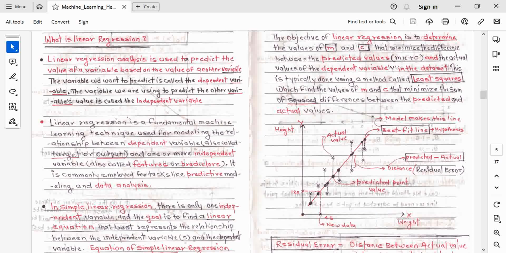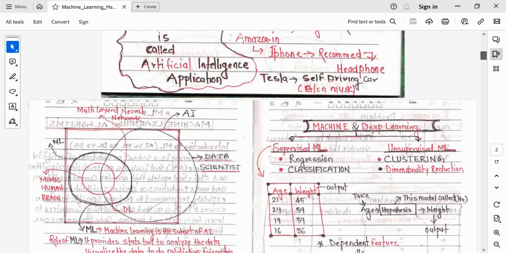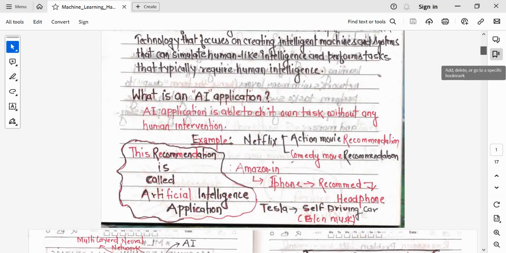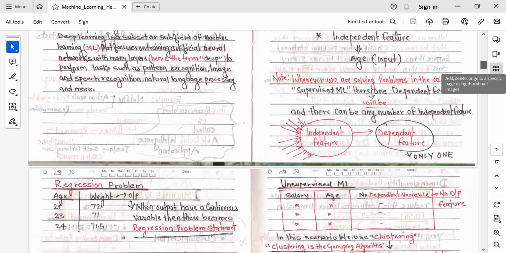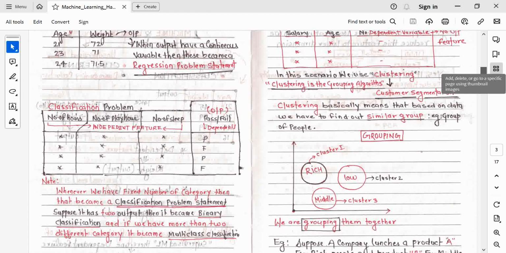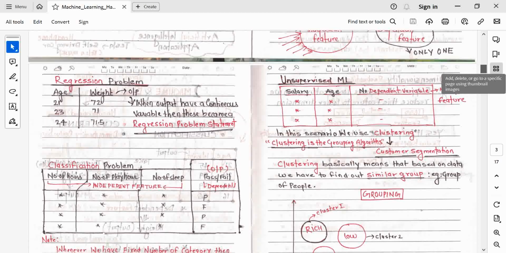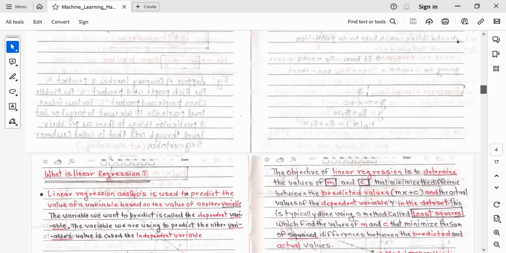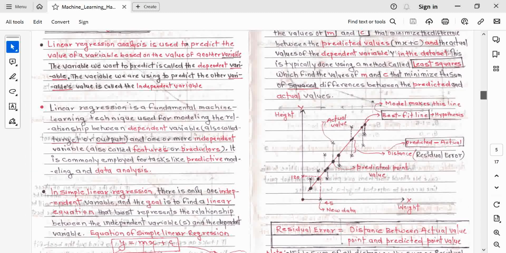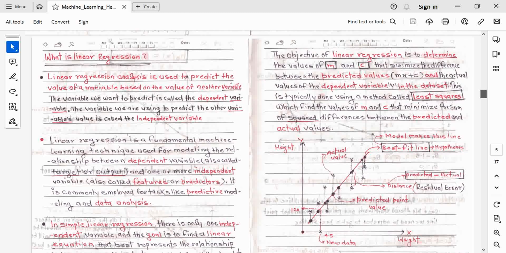In the previous video we discussed machine learning and its types, and many things like what is machine learning, what is AI, how it works, what are dependent and independent variables, and supervised and unsupervised learning. In today's video we will discuss linear regression, which is an important part of machine learning algorithms. So let's start.